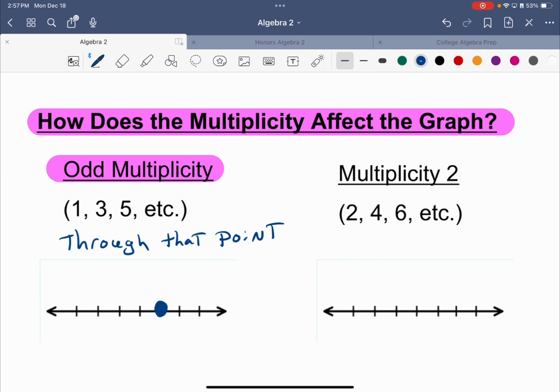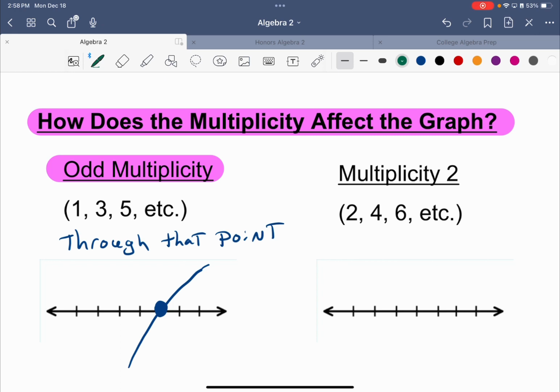So say I had a 0 right there, which is this point right here. When I say that it goes through it, it means it just goes right through it. There's going to be some bending to these, but it's not going to be a straight line necessarily, but it's going to go straight through it. That's if it's an odd multiplicity, 1, 3, 5, so on and so forth.